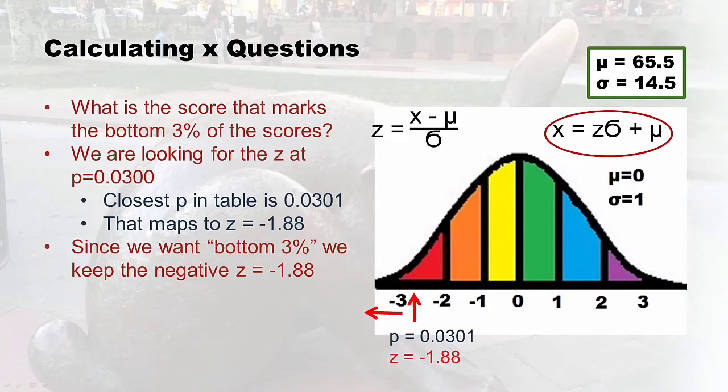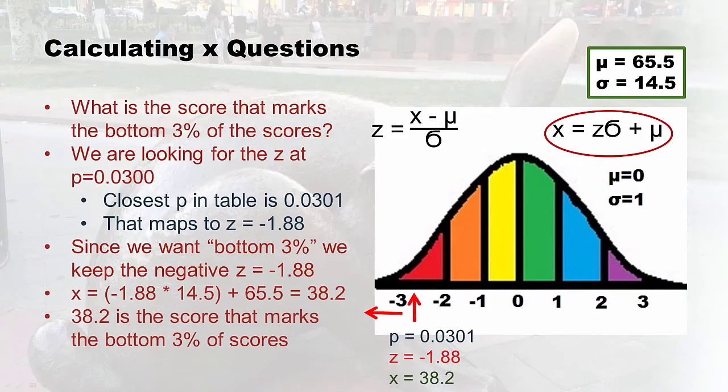Okay, so now let's do the equation. So x equals, and then in the parentheses, negative 1.88 times 14.5, which is our standard deviation, then plus our mu, which is 65.5, and the score we get is 38.2. So 38.2 is the score that marks the bottom 3% of scores. And just be happy your score is not in there.